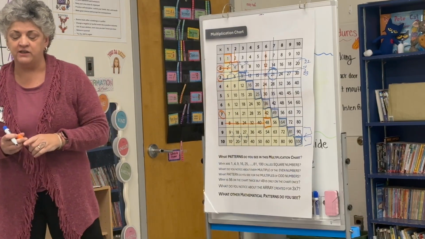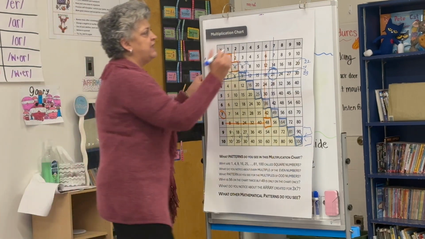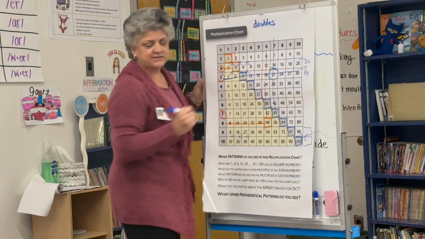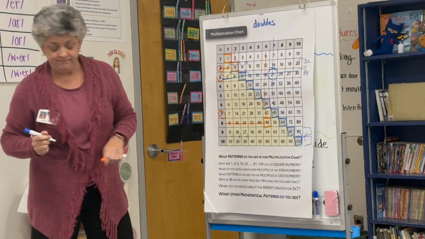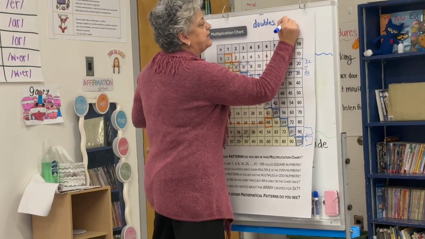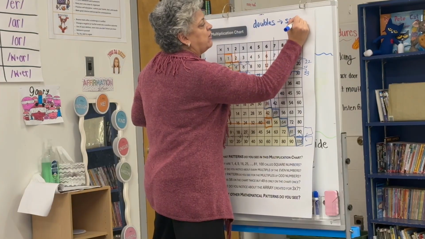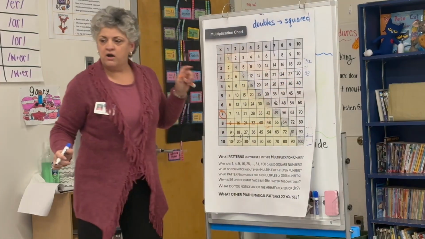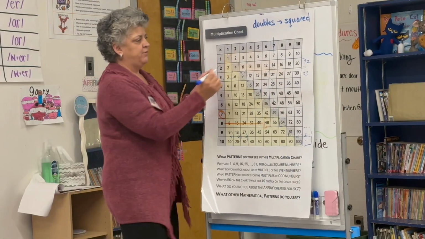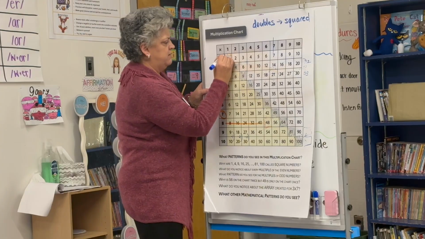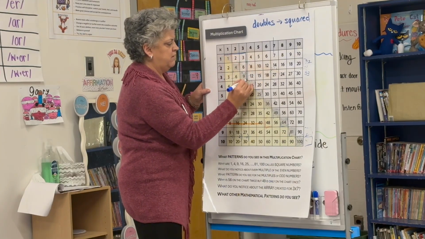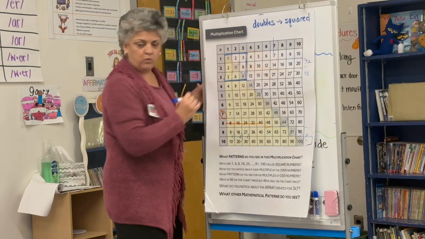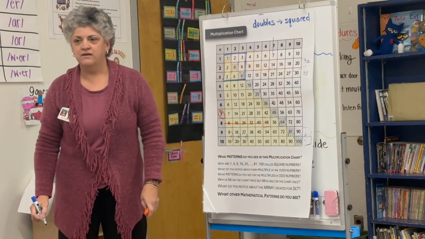I want to show you something really special about doubles. In multiplication, the doubles actually have a special name. That special name is they are called the squared numbers. All right, I want you to watch what happens. Here's 3 times 3. What does it do? It's a square.